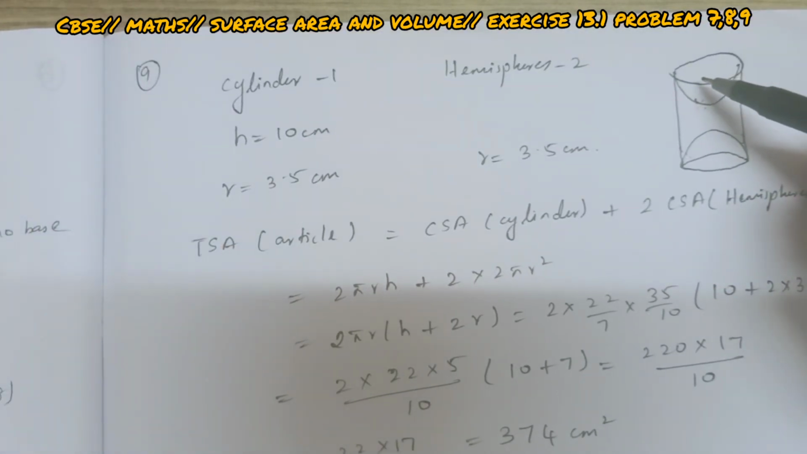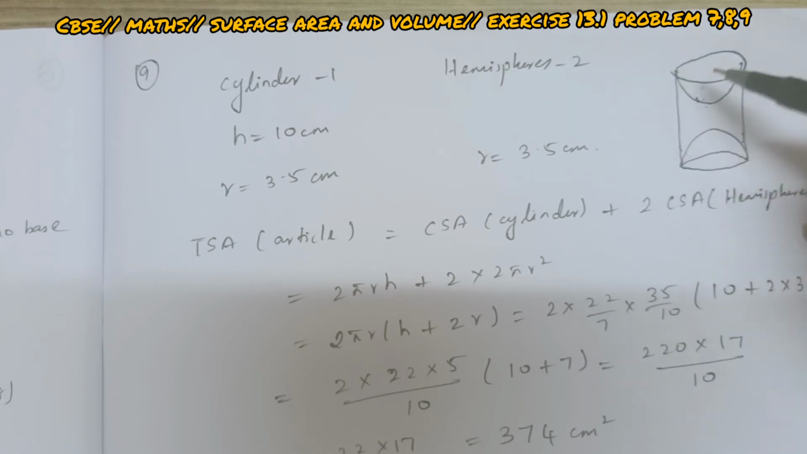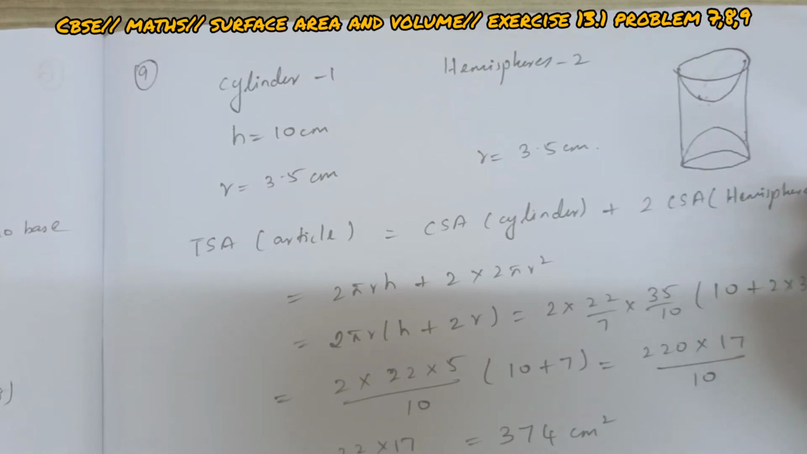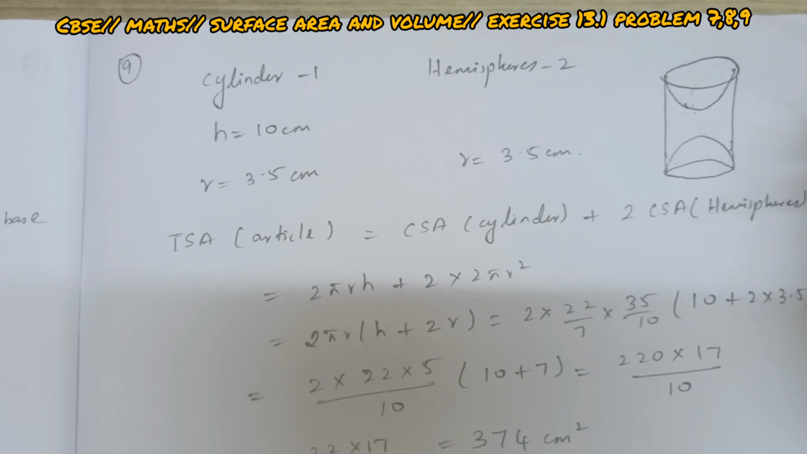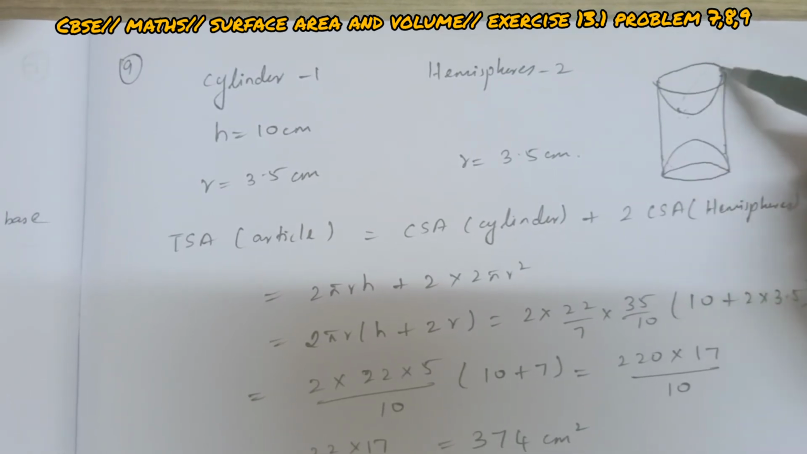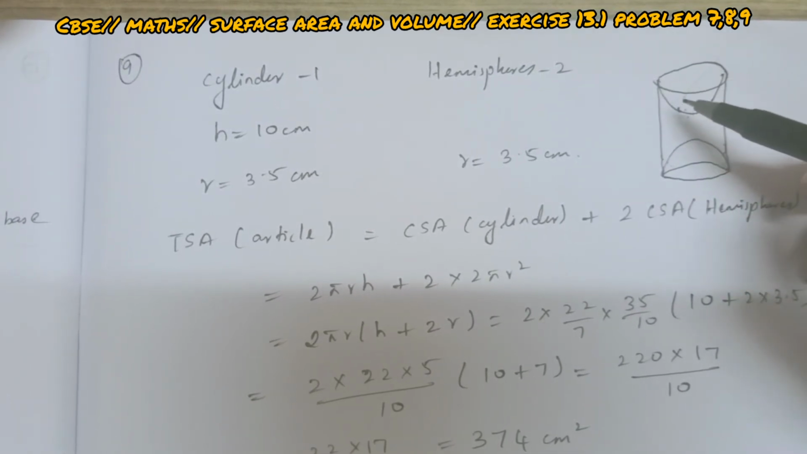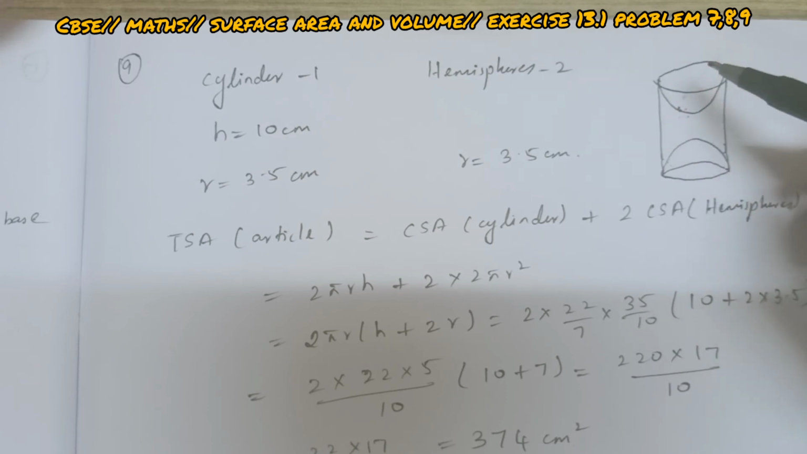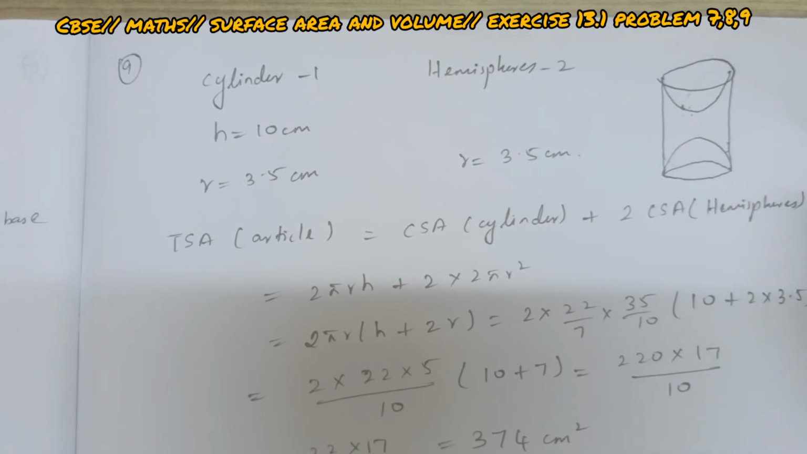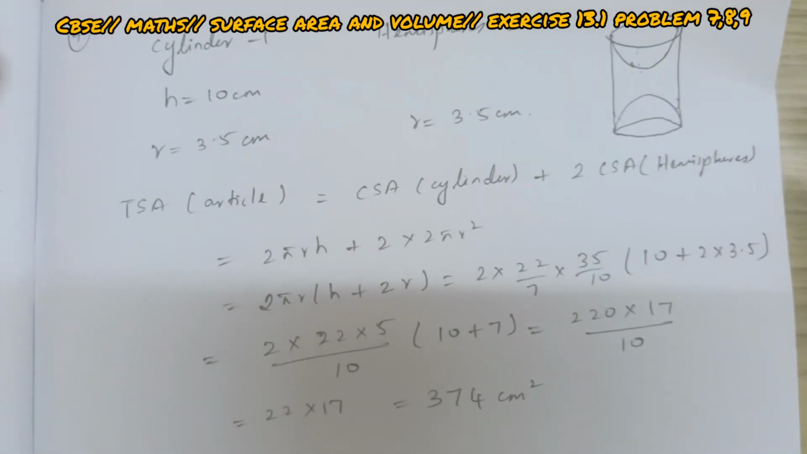Why I tell this again and again is, many students when they say it is being removed, they will write subtraction. But it is area. Area means all, suppose you are applying paint, you will be applying on this side also, no? So you have to add it. If it is volume, it is okay, subtraction. But for area, we have to add only.